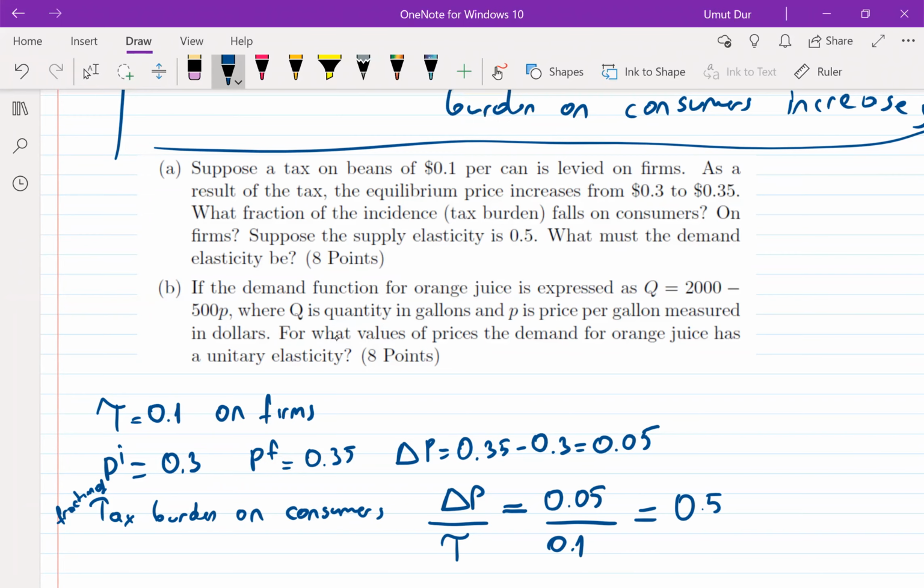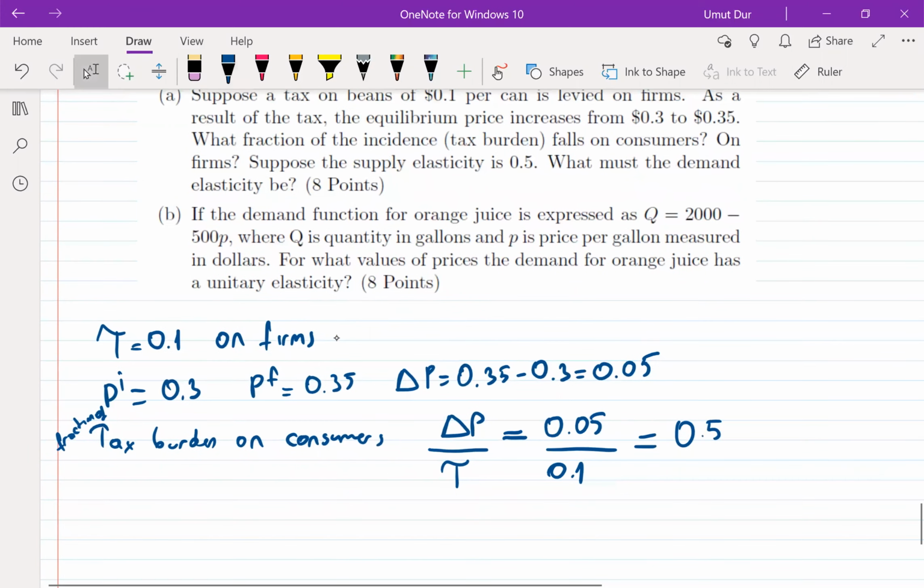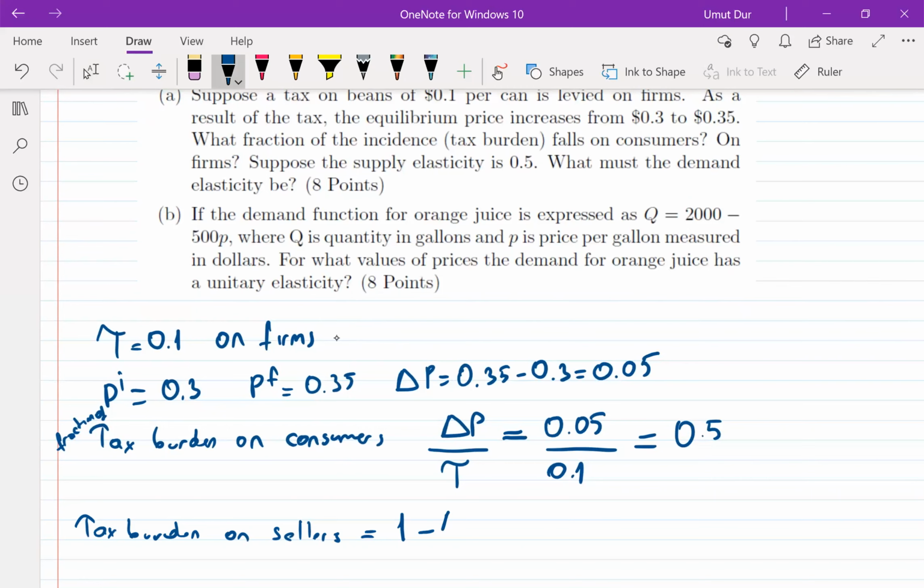Then the tax burden on sellers is what is left. So what's left behind this tax? It will be 1 minus delta P over tau, which will be 1 minus 0.5. It is 0.5. So basically they are sharing this burden of tax, specific to this question.